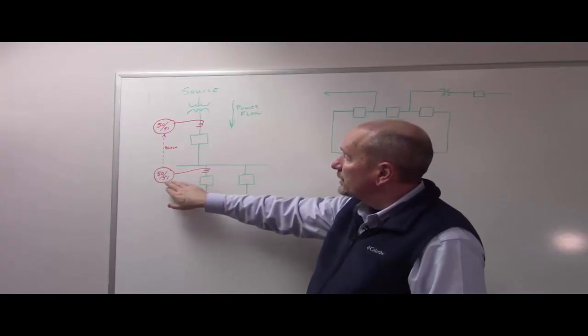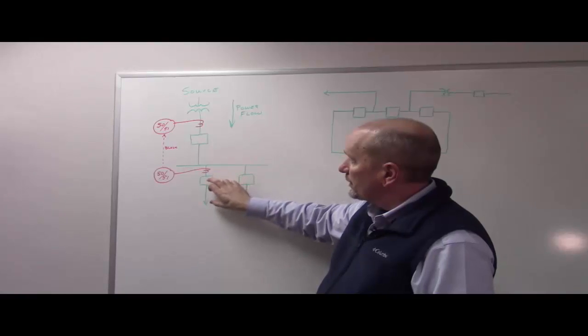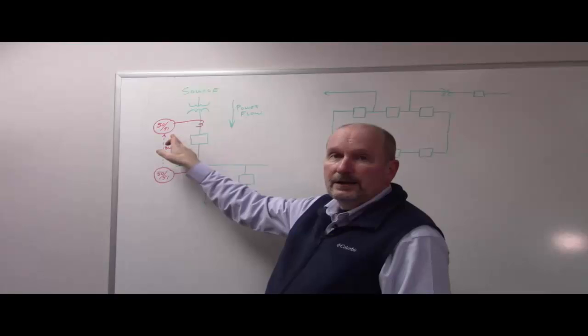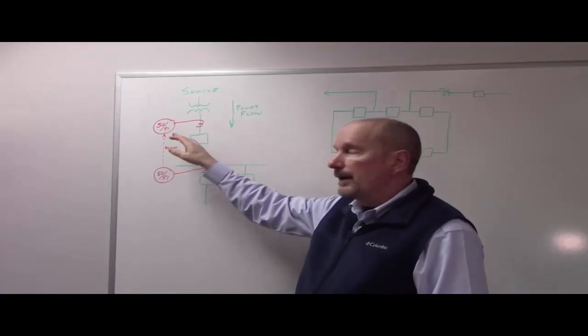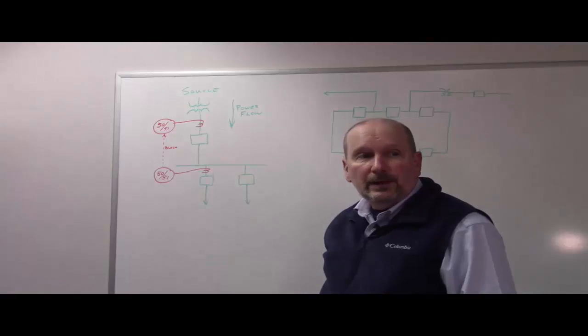But as this relay sees that fault and starts to trip this breaker, at the same time it sends a blocking signal to this relay telling it not to trip. And then at that point this would continue to look at the fault, but it would do it with a slower response time.